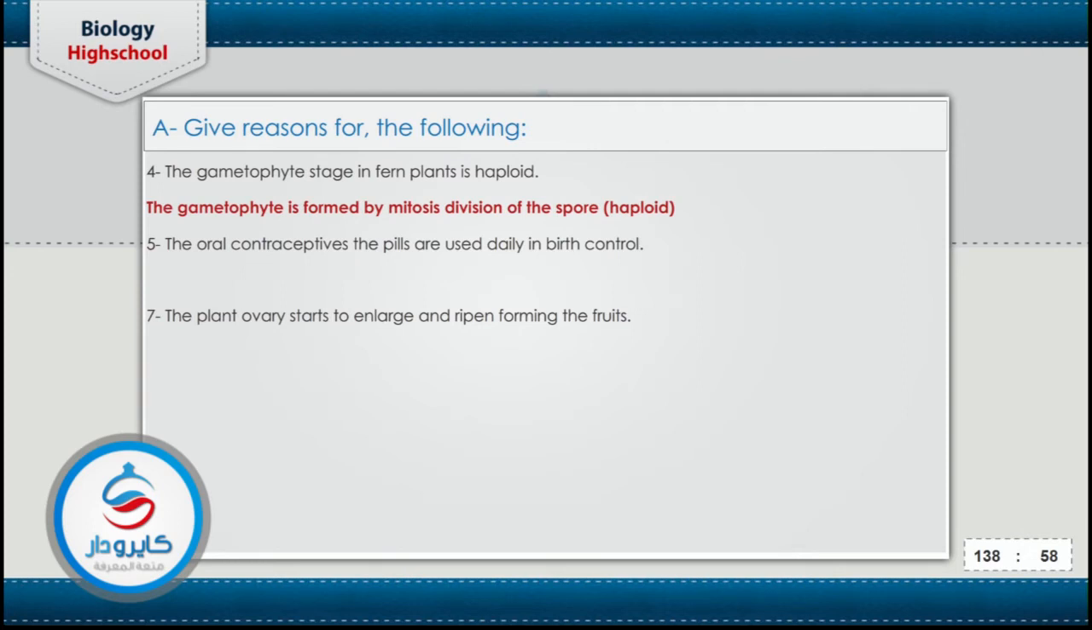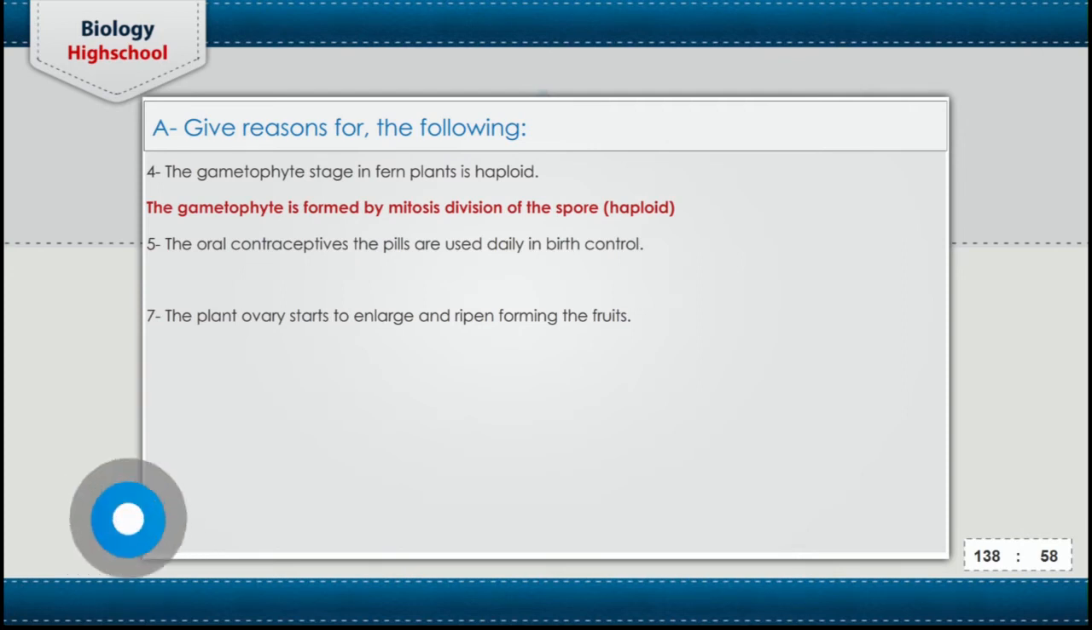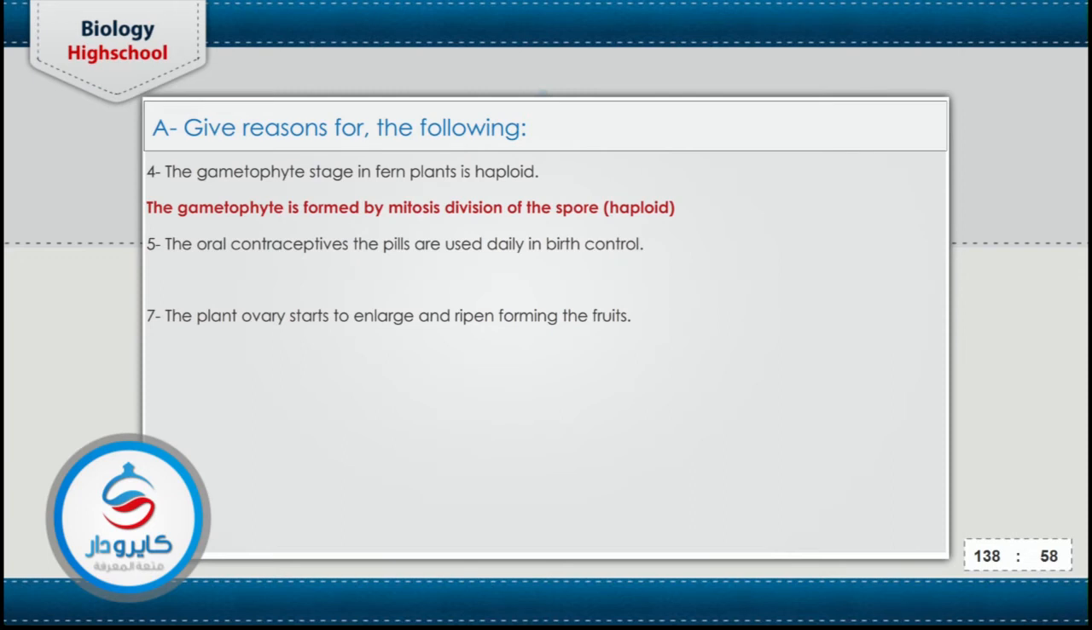The next question. The oral contraceptive pills or tablets are taken daily for birth control. We know that the tablets contain artificial or synthetic estrogen and progesterone hormone that lead to forming the pregnant hormonal condition of the female.